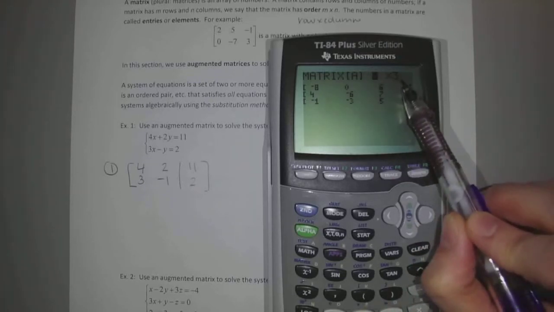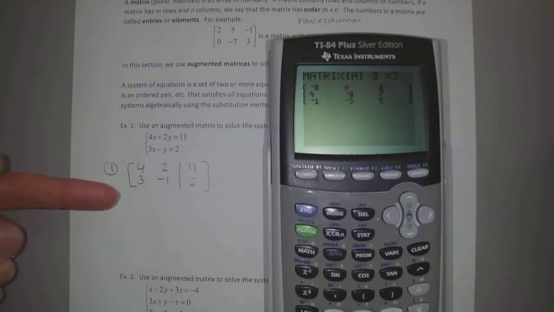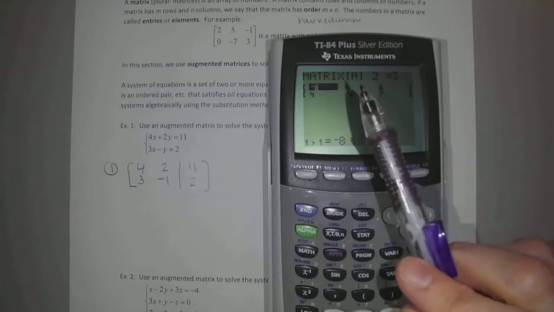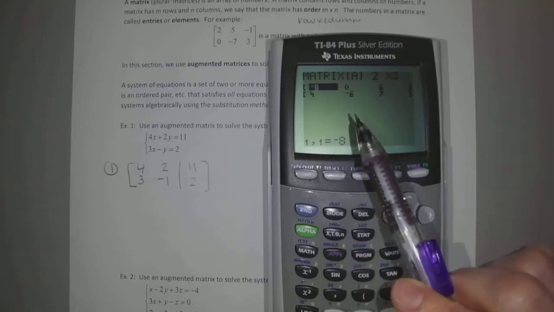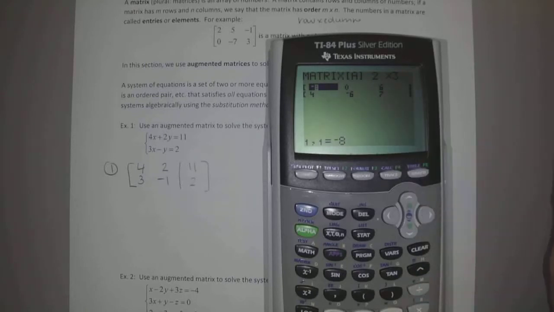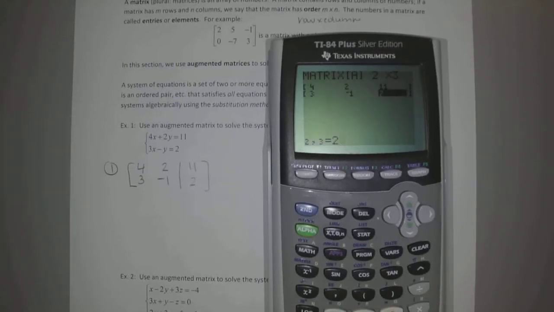The very first thing you'll see highlighted, kind of flashing, is row and column. So how many rows do we have? 2. And how many columns do we have? 3. And when you hit enter, notice it shifts to the appropriate size that you need. Then one by one, you're going to type in your entries, and it goes left to right. So we'll do 4, enter, 2, enter, 11, enter, and then it hops down to the second row. 3, enter, -1, enter, 2.